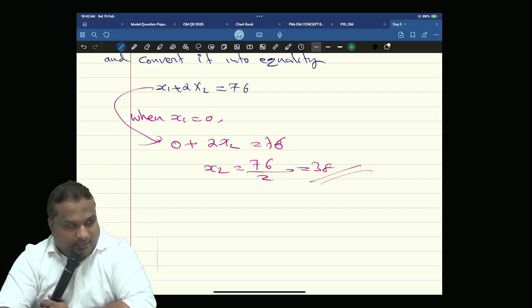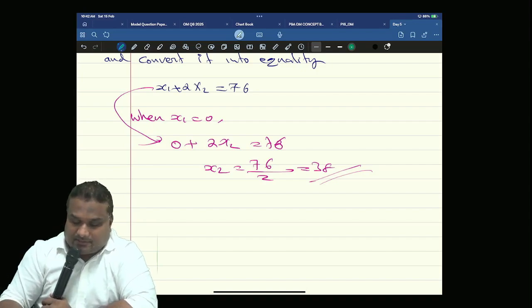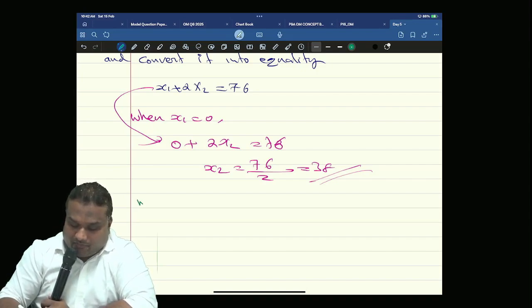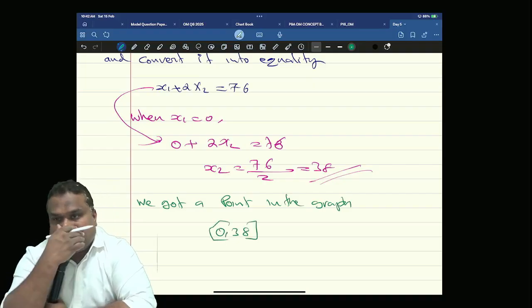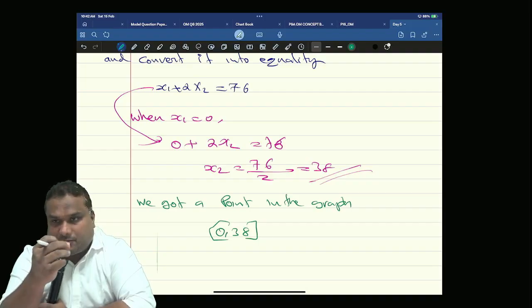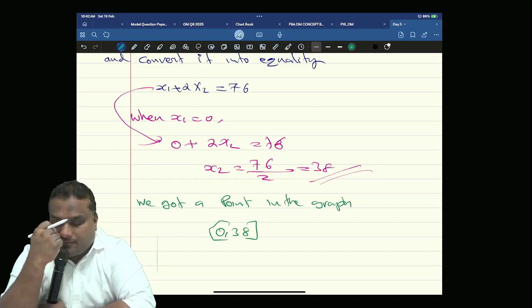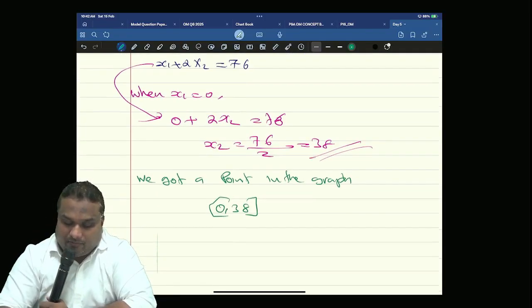Now on the bottom you write, from the second constraint, we got a point in the graph: 0, 38. What is the point in the graph? 0, 38. Now we will go for the next step.